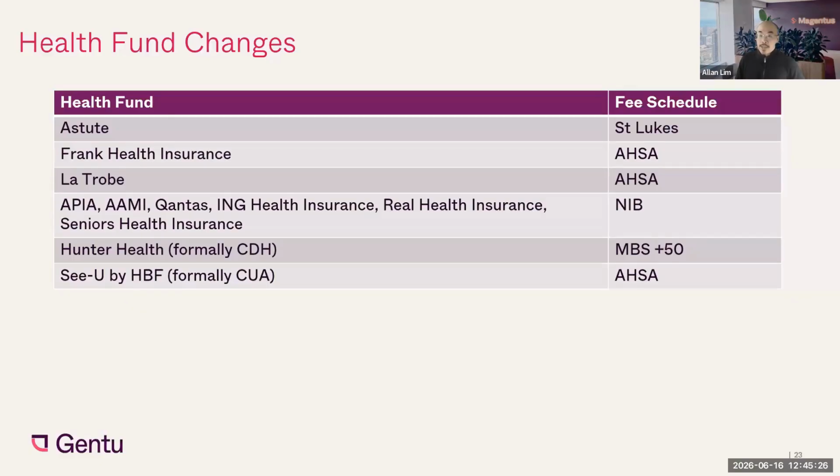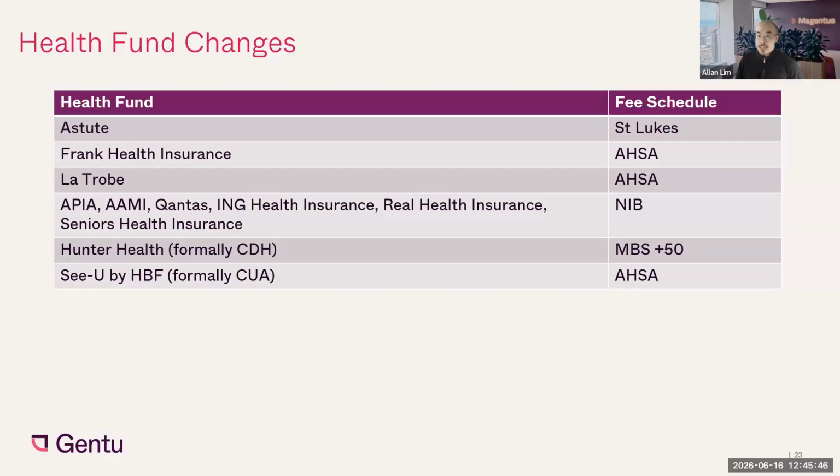A group of affiliated NIB health funds are now included in the list, and these will need to be set with your most common claiming scenarios. The NIB health funds are APIA, AAMI, Qantas, ING Health Insurance, Real Health Insurance, and Seniors Health Insurance.